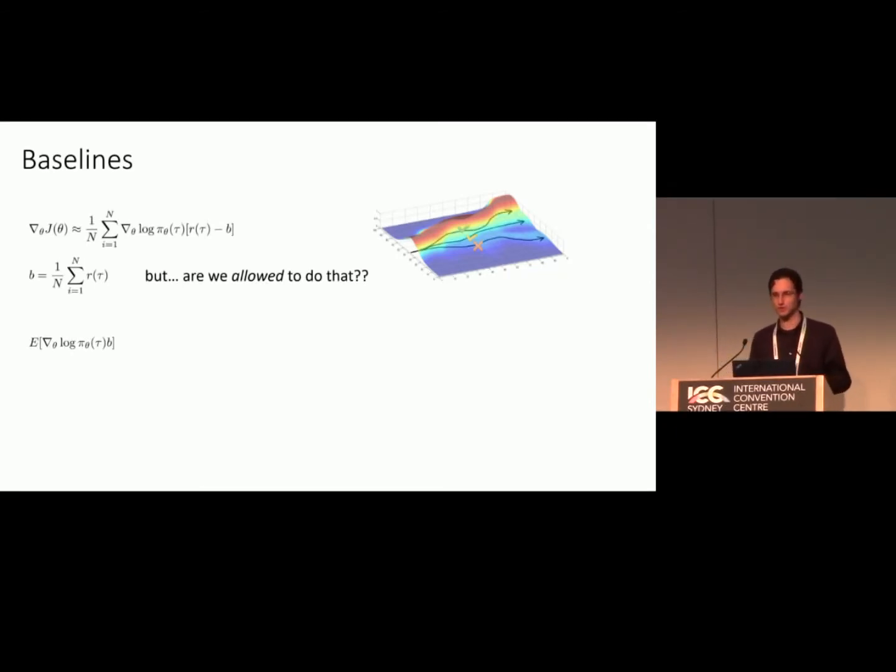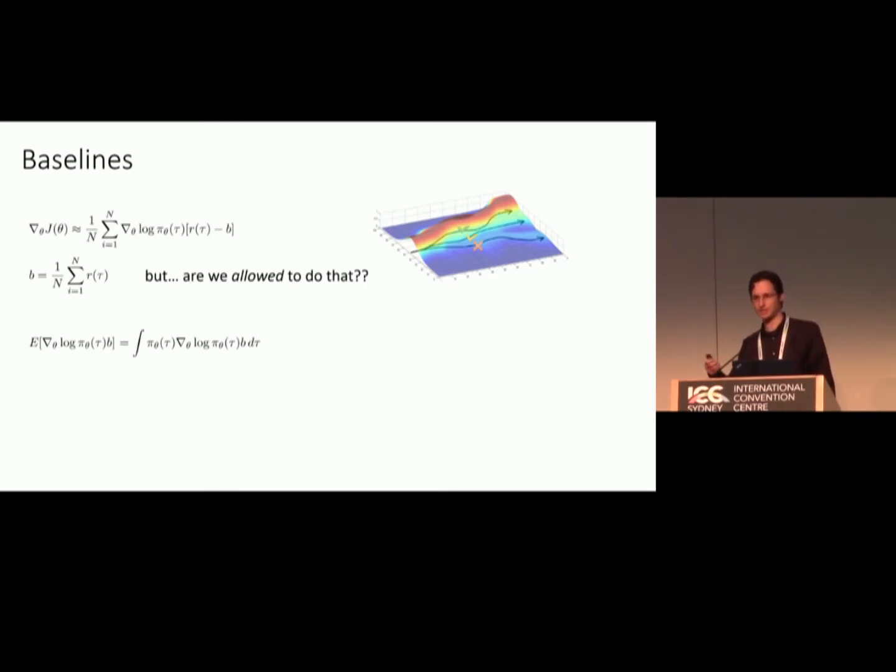And we can prove this pretty easily. Let's just take this new term that we added. If we distribute the grad log pi's inside, we get expectation of grad log pi times b, where b is a constant. So b is a constant in the sense that it doesn't depend on theta. That's equal to the integral of pi tau times grad log pi tau times b.